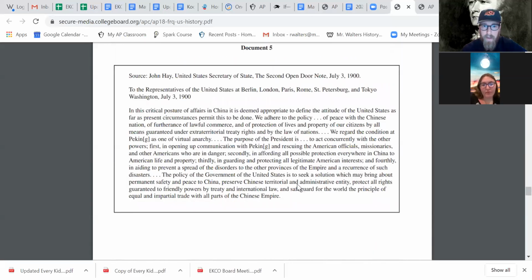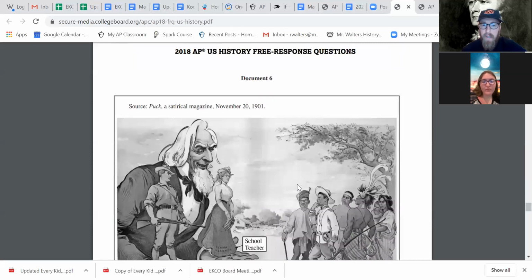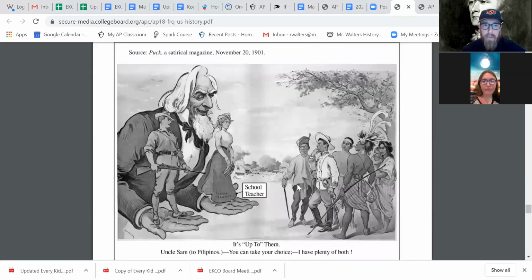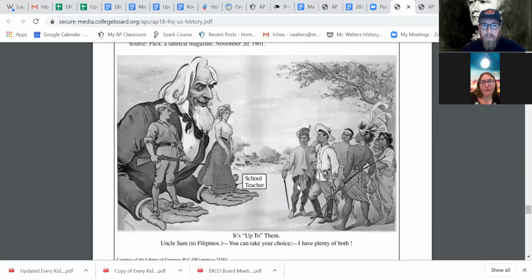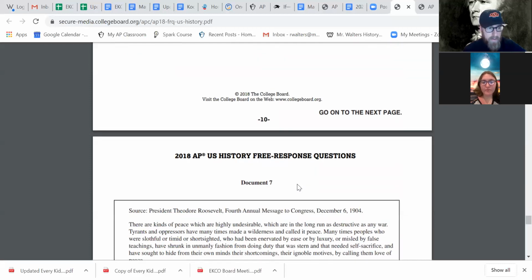Then next we have, I think, part of a letter from John Hay, the Secretary of State, to these representatives. We have that there in 1900. And another political cartoon, again, I've used this in an assignment with you guys before, where you've got Uncle Sam with a school teacher and a military man, and he's saying, take your choice, I have plenty of both. And he's saying this to the Filipinos, it says. So yeah, there's just a few. I don't think we need to go down through any more. I told you guys there's part of a Teddy Roosevelt speech.